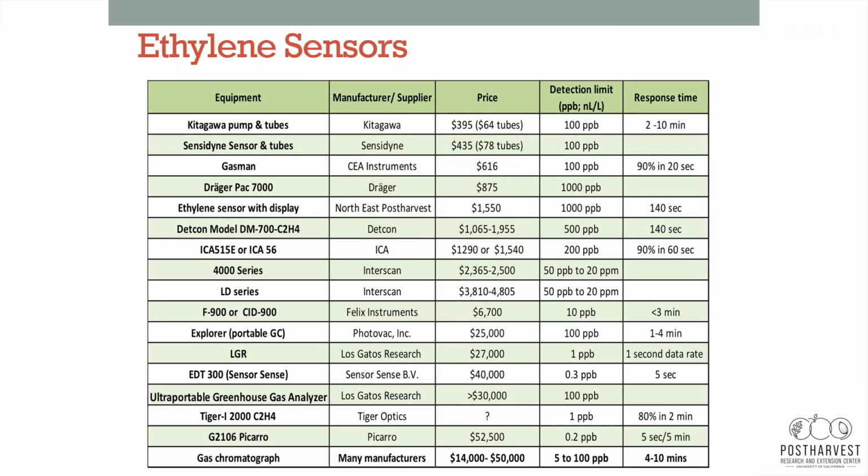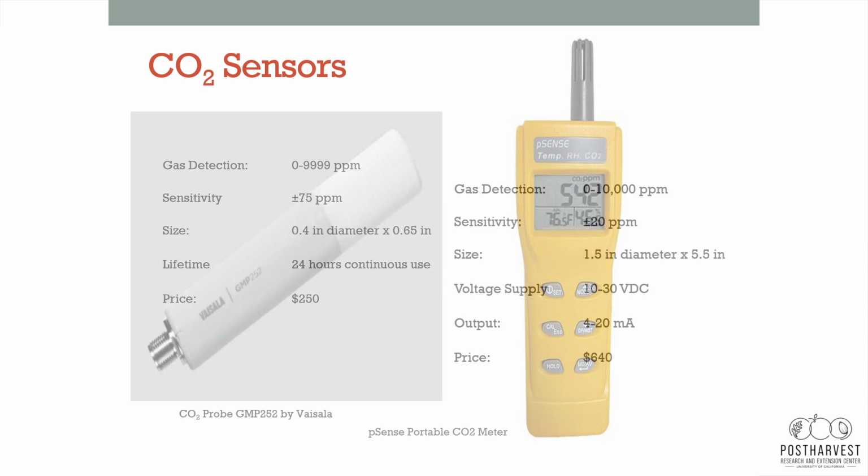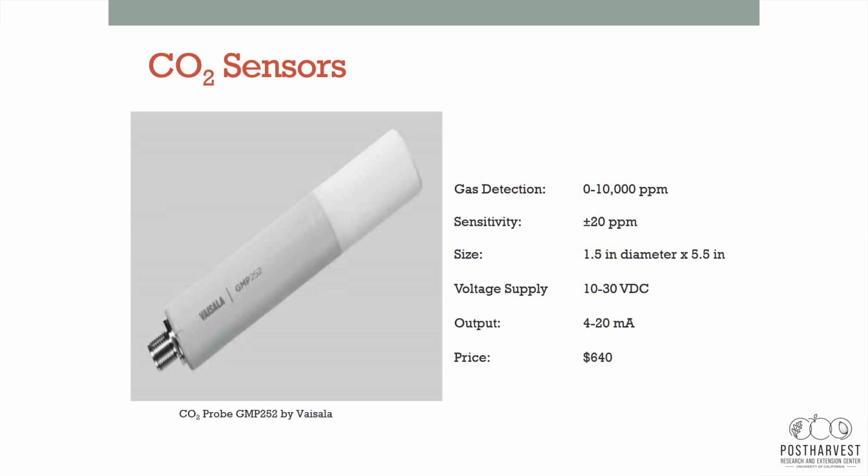Ethylene sensors are important, so I did include an exhaustive list or a larger list here of different prices and so on that you can access, starting with the inexpensive Kitagawa tubes, as I mentioned yesterday, up to gas chromatographs, which would be the much more accurate but much more expensive. CO2 sensors, we did talk about them a little bit yesterday.